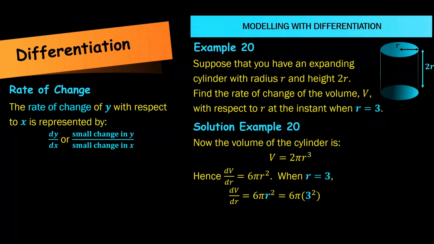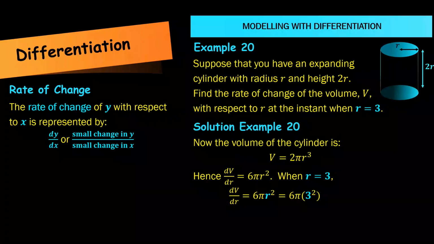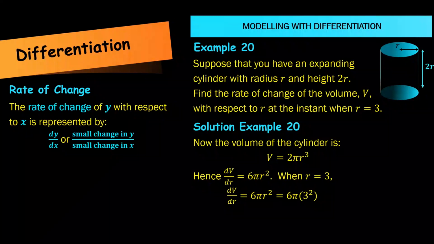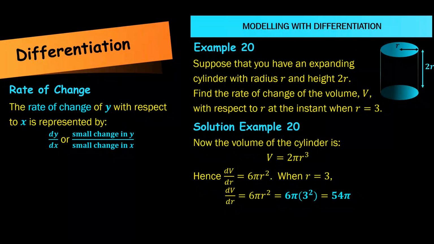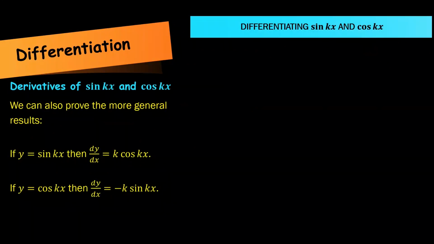We can also prove the more general results. If y equals sine kx, then dy dx equals k cos kx. And if y equals cos kx, then dy dx equals minus k sine kx. Pause the video and have a go at this example. Press play when you're ready to view the solutions.